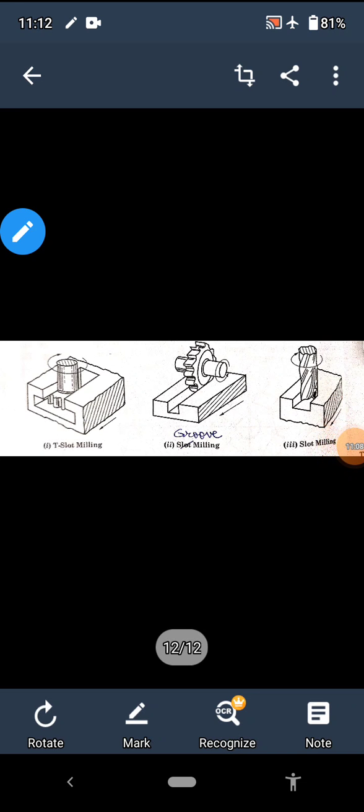Milling keyways, grooves and slots. If we are using a T slot cutter, this one, and we are producing T slots on the workpiece, this is known as T slot milling. And if we are using a groove milling cutter for producing grooves, this one, that is groove and slot milling. So depending upon the shape of the workpiece required, we are naming them. So milling keyways, grooves and slots.